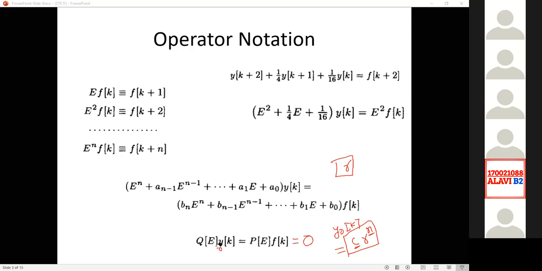Very good. So our objective here is to solve for this characteristic value gamma for our discrete time system, and it is not very difficult to understand.